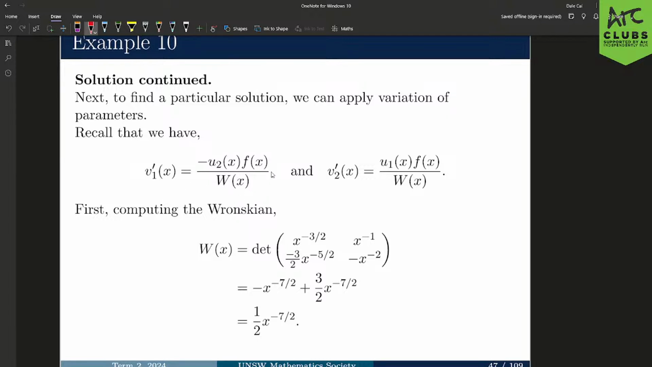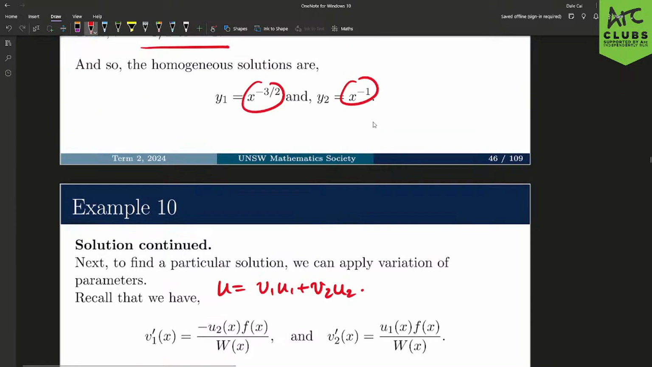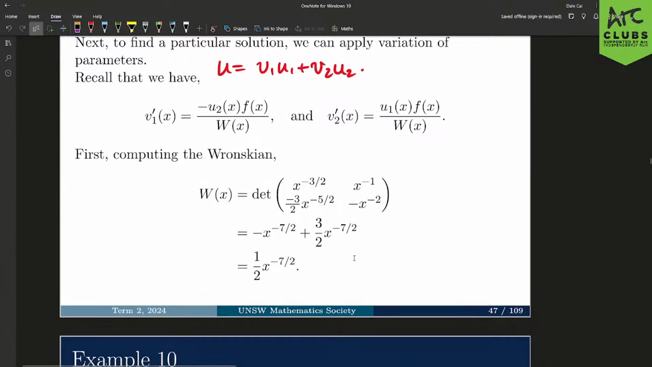Recall the formulas for variation of parameters. And eventually we're ending up with u is v1 u1 plus v2 u2. Using the two solutions from before, I'm going to compute the Wronskian. So this is u1, this is u1 dash, this is u2, this is u2 dash. Find the determinant and you get this. And then plug those into v1 dash and v2 dash.